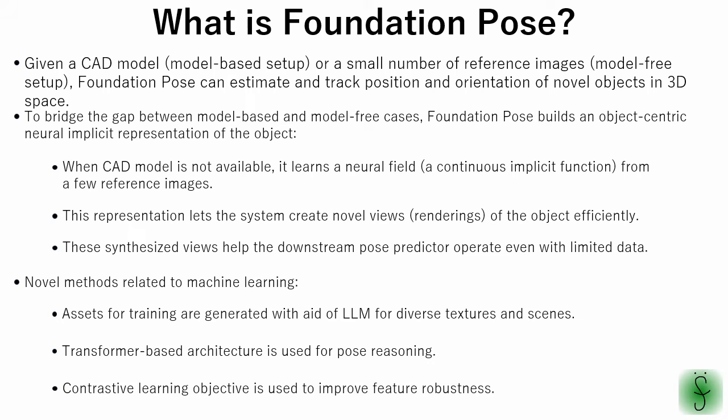In addition to the transformer-based architecture, a contrastive learning objective is used to improve feature robustness. Feature robustness is important because pose reasoning depends entirely on feature quality. So, features should be invariant to lighting, texture, background, partial occlusion and sensor noise. Contrastive learning shapes the feature space so that, among all pose hypotheses, those whose rendered features best match the real image features receive the highest similarity, making them easiest for the pose reasoning module, that is the transformer, to select.